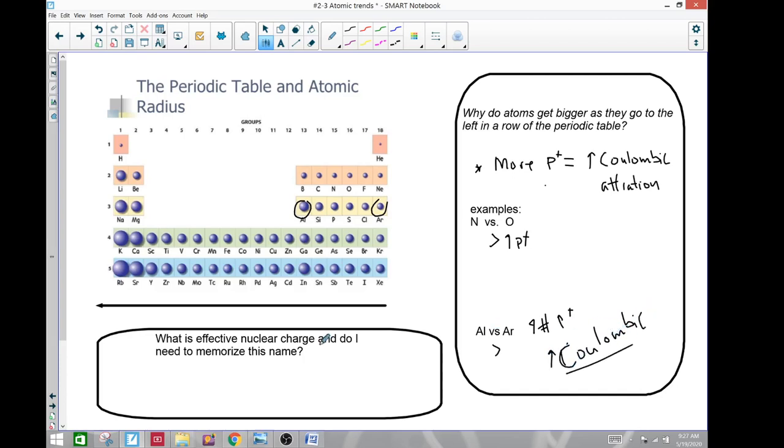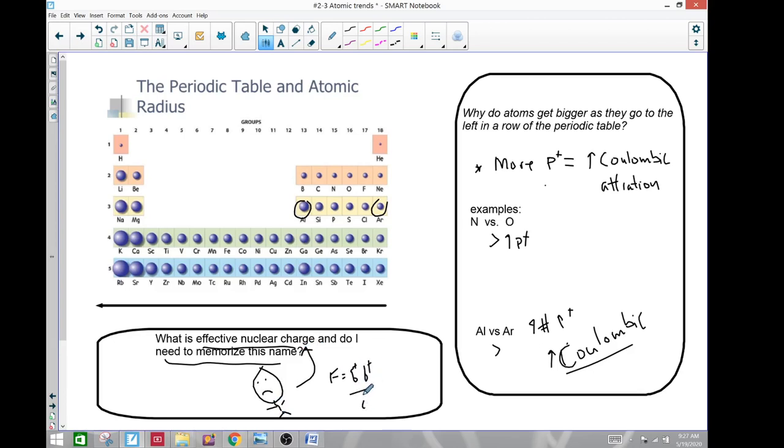These are examples of effective nuclear charge. Do you need to memorize this name? No, you don't need to memorize that name. If you don't ever want to use the term effective nuclear charge, perfect. If you don't want to use that, then you have to describe force equals charge, like that.